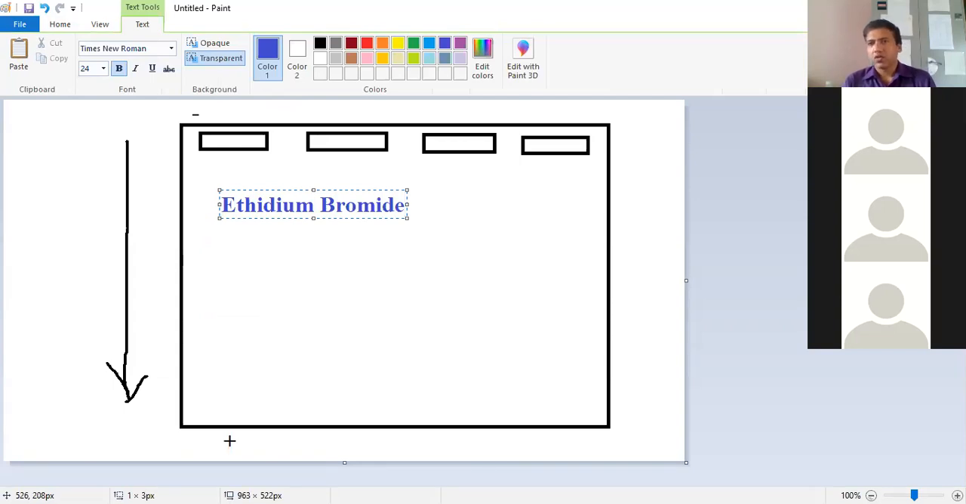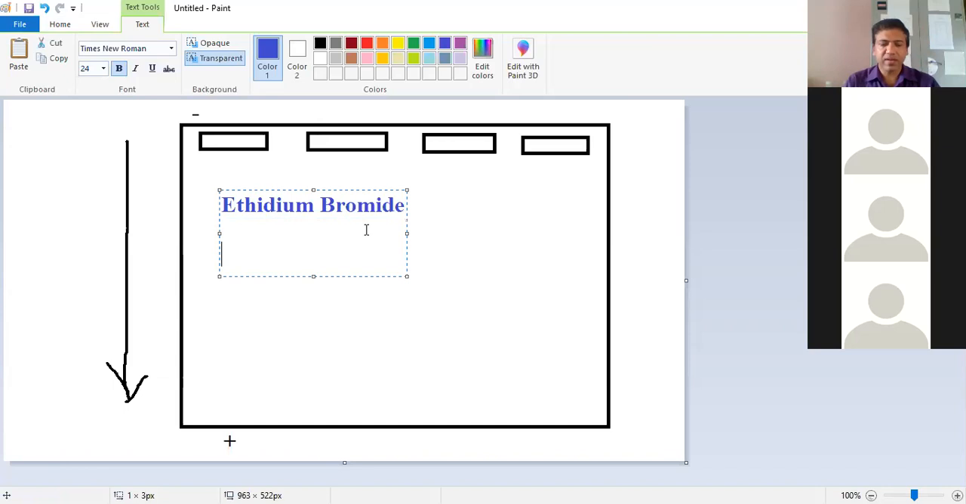Ethidium bromide. What does ethidium bromide do? The ethidium bromide compound is a plate-like compound, which means it has a ring shape, so it is just like a plate. You know that DNA has a double helical structure, so between the two strands of the DNA, this compound enters. That is called intercalation.